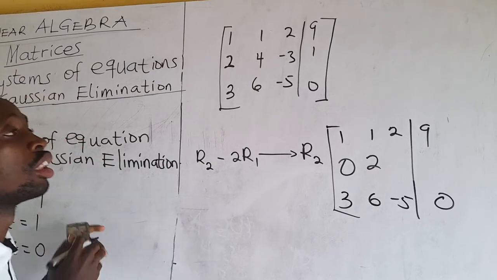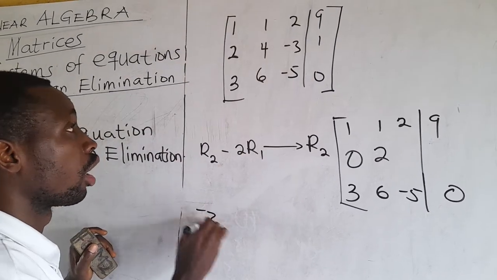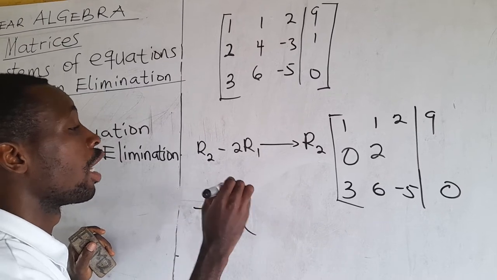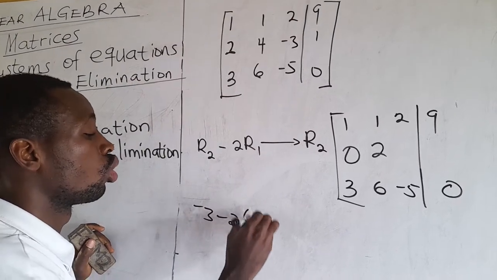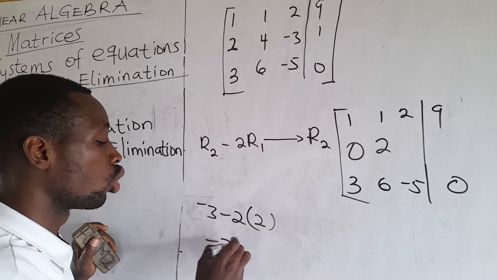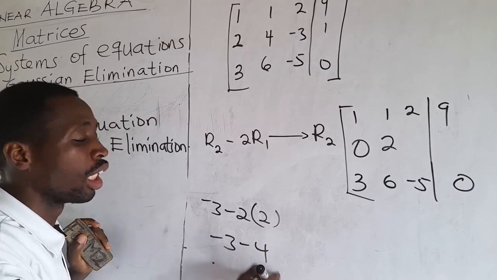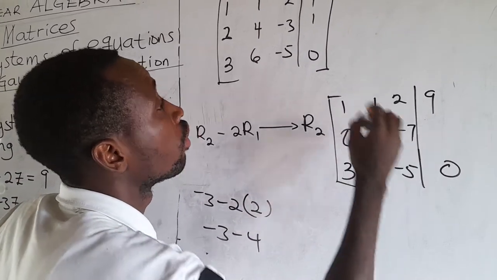What's the next thing? This one. So negative 3 minus 2 times 2. So negative 3, 2 times 2 is 4. So negative 3 minus 4 is negative 7.